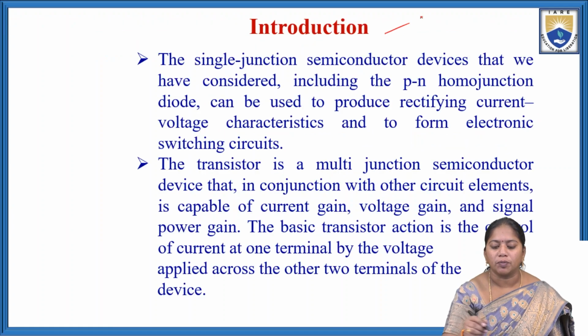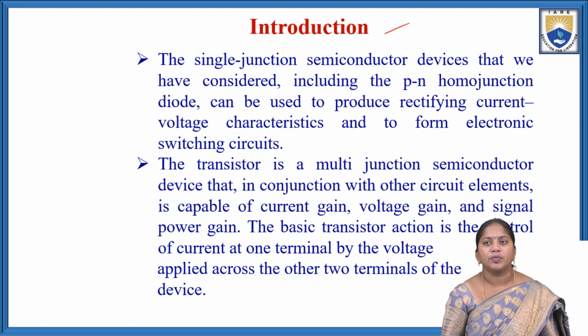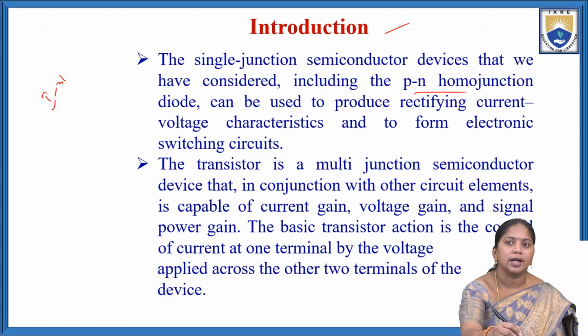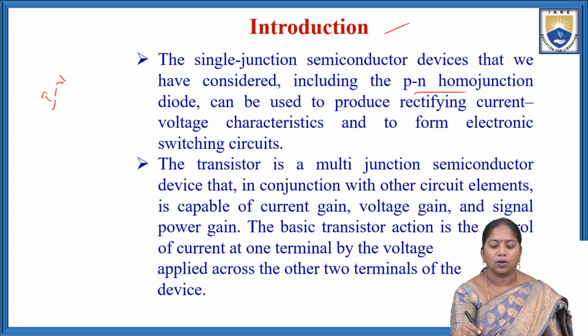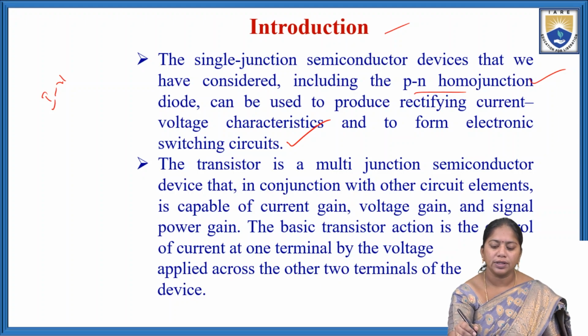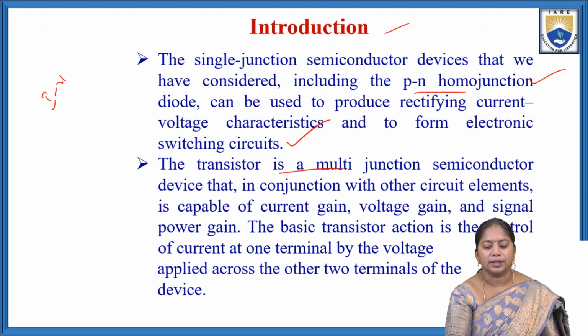So, introduction to the MOSFETs. The single junction semiconductor devices that we have generally considered, including PN homojunction diodes, can be used to produce rectifying current-voltage characteristics and to form electronic switching circuits. The transistor, however, is a multi-junction semiconductor device.